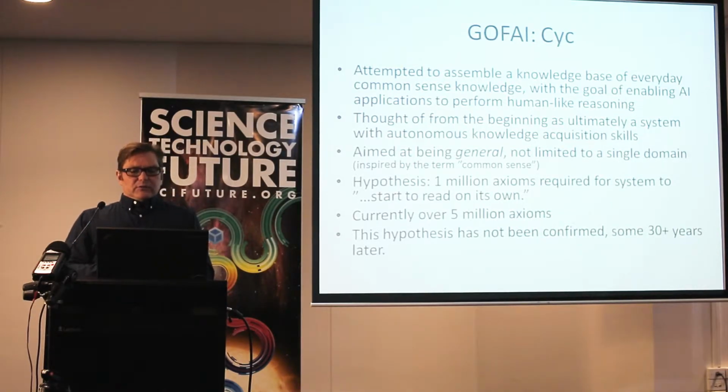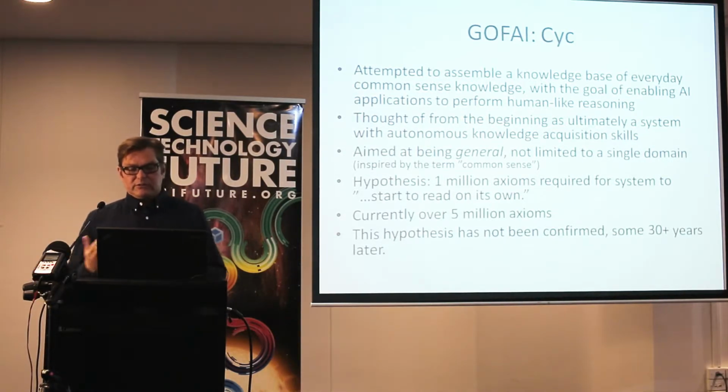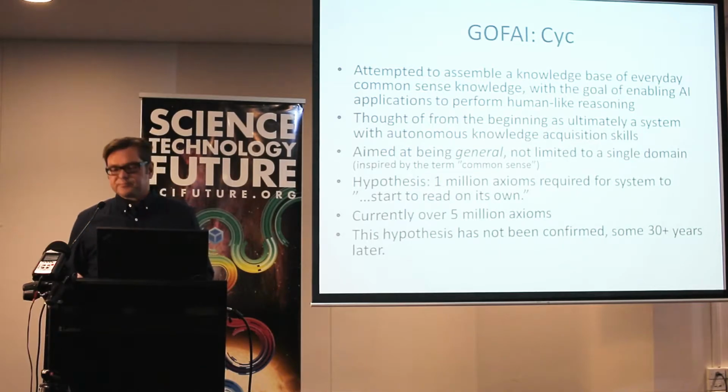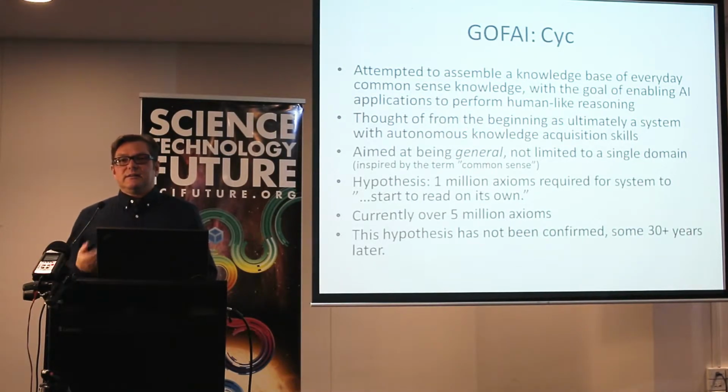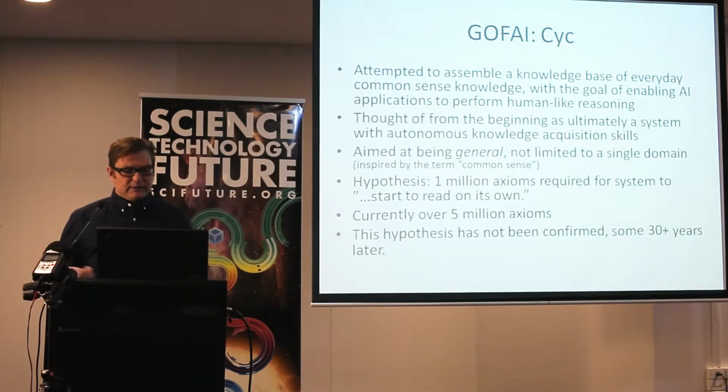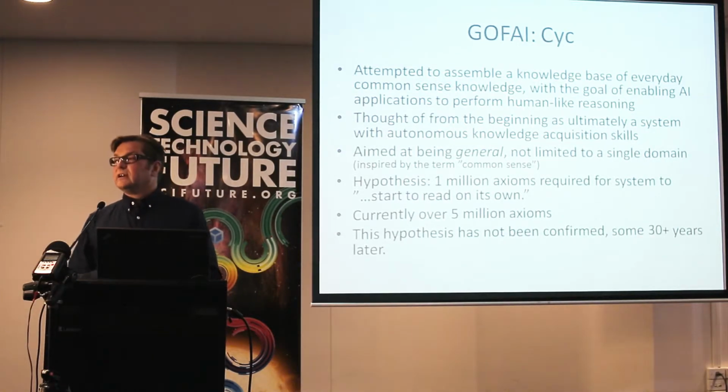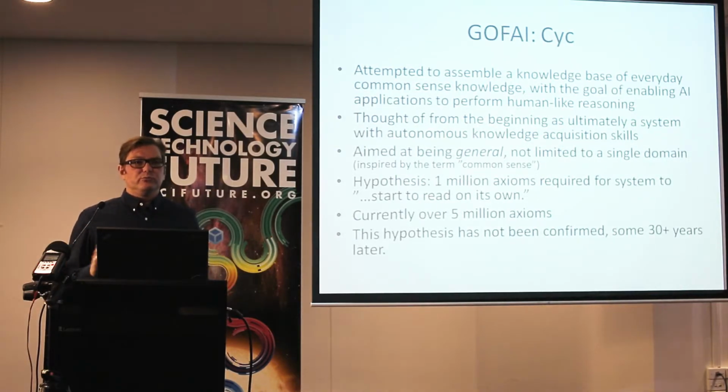There was a hypothesis set out in the beginning, and I do believe this comes from Minsky originally, although I'm not a historian, so I haven't really been digging around too much. But there was this hypothesis that once you get to 1 million axioms, or 1 million rules, roughly speaking, the system would know enough to start to bootstrap its own knowledge acquisition. This was clearly stated in the early papers. And when they reached 1 million, it really didn't do that, so then they upped it to 2 million. And I believe it's now still growing, and it's at 5 million axioms, and it's still not really working properly in that respect.